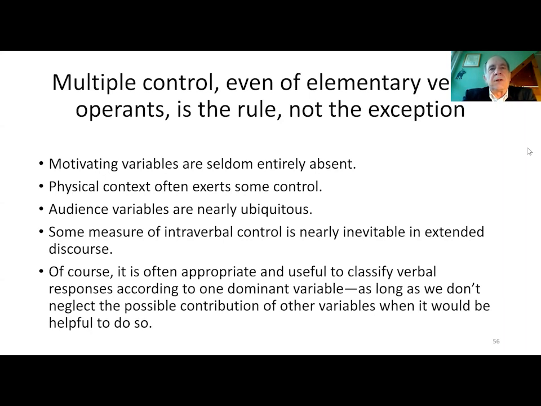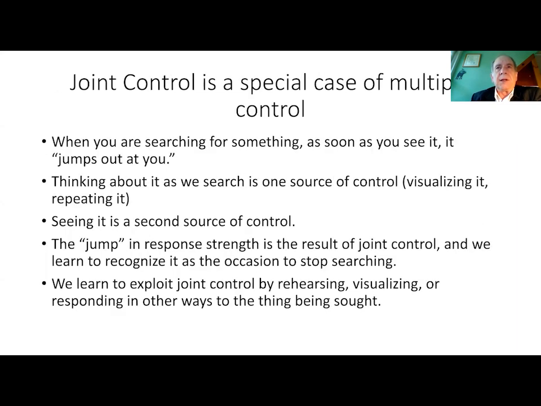Now, it's useful to classify verbal responses according to a dominant variable, simply to draw our attention, if you will, to this variable and the need to control it if we want to control the behavior. We just don't want to neglect the possible contribution of other variables. And there really is no point to debating whether something is really this or really that. Is it really a mand if you ask for milk in the presence of a milk bottle? It's not really one thing or another. The question is, what are the sources of control? And very often there are multiple sources.